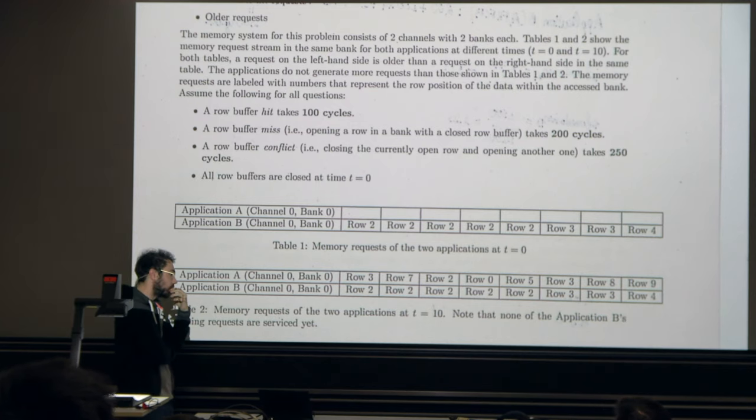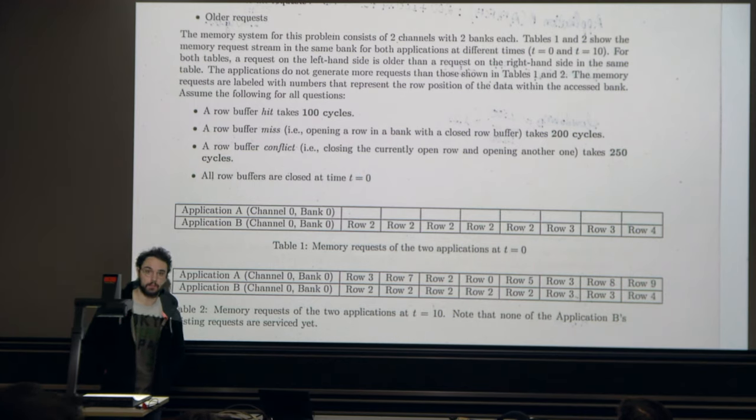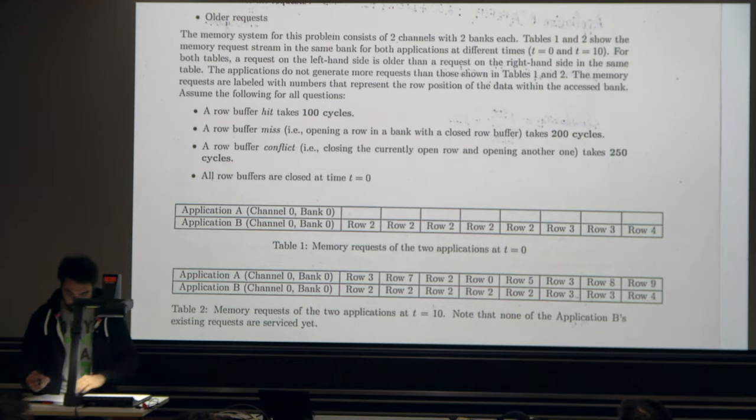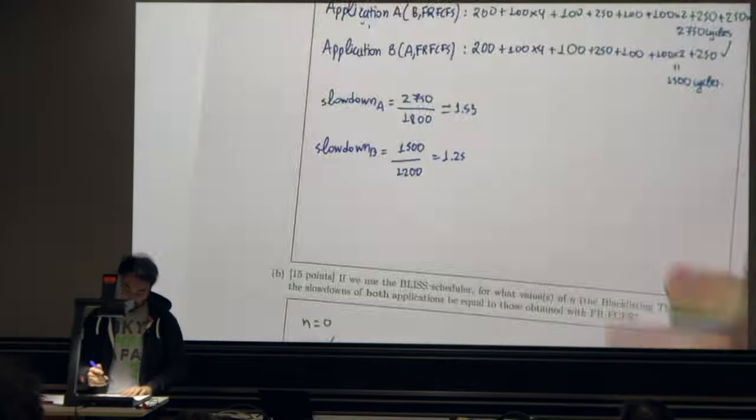That's true. I think I agree with you. Yes, because we can service row 2, right? So it's the same thing, essentially. Yes, I think the slowdown will be the same. You're right. Good catch. And then n equals 1.